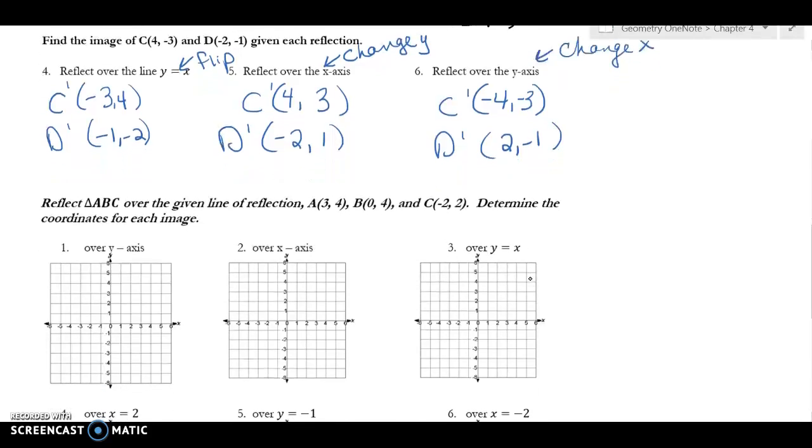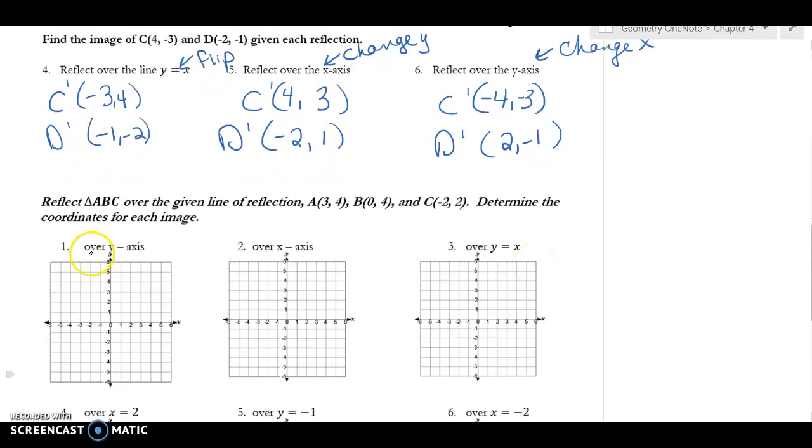Okay, so let's look at 1, 2, and 3. The first thing I need to do is graph the points. So A is at 3, 4. B is at 0, 4. And C is at -2, 2. And since it says it's a triangle, I'm going to connect them to make it look like a triangle. And now I want us to reflect.